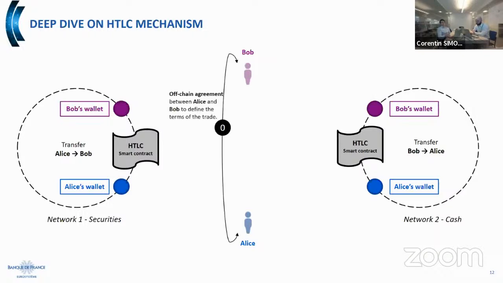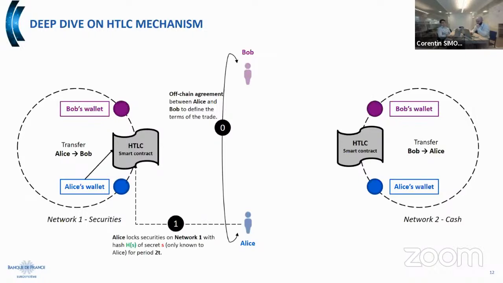We start with step 0, which is the off-chain agreement between Alice and Bob to define the terms of the DVP. Before initiating the HTLC process, Alice and Bob must agree on the amounts of securities and cash to exchange, and also on other parameters I will introduce to you in a few seconds, such as the timeouts.